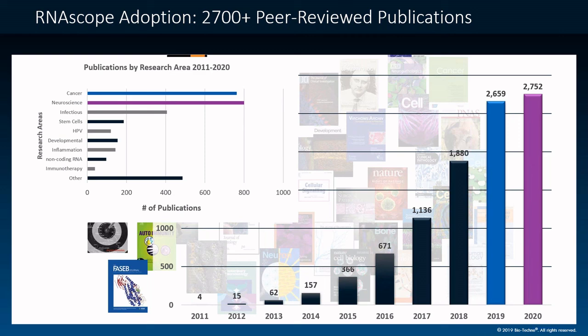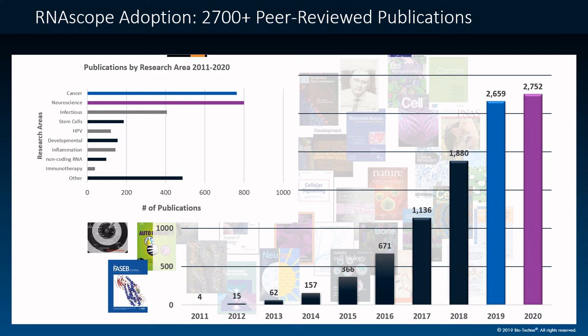As I talked about before, RNAscope is highly relevant across multiple fields of research. Our top areas are cancer, neuroscience, and infectious disease, but we've also seen applications in stem cells, HPV, development, inflammation, immunotherapy, and a lot of other applications that can't even be bucketed. If you want to learn more about some of these other applications, you can go to our website or contact our support team, and we can give you more targeted publications to show you the utility of this assay.